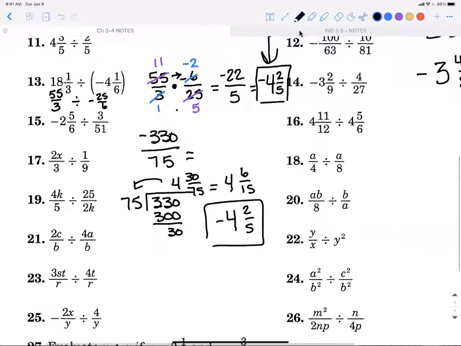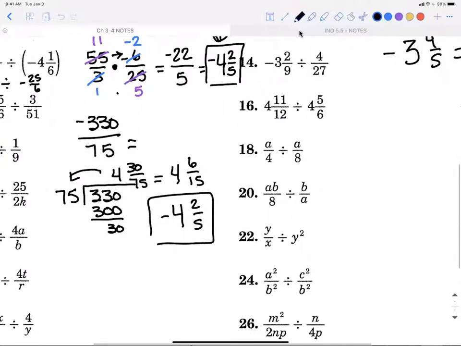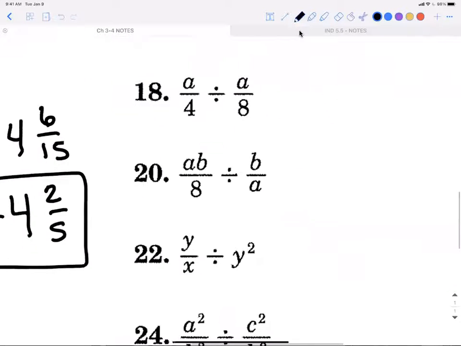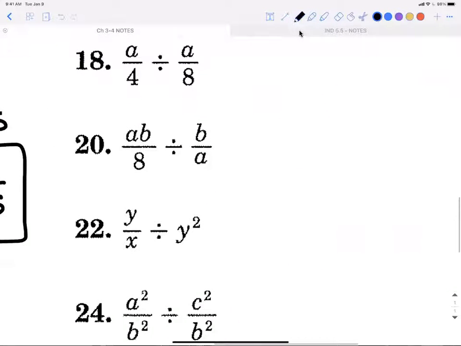Okay. Now let's do an example where we're dealing with variables just because we want to make sure that we're comfortable with that. Let's do number 20 here. So write that example down in your notes. And you don't do it any differently as far as the process. You keep the same, right?